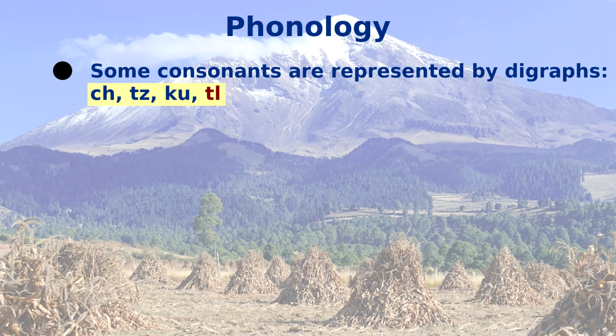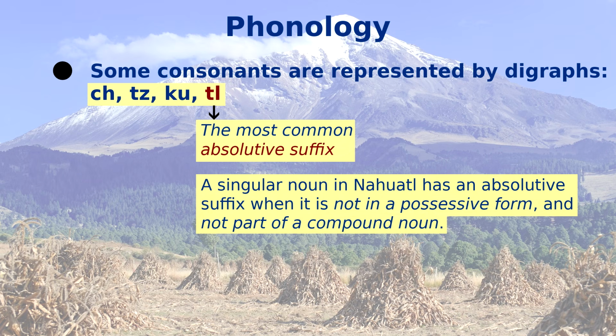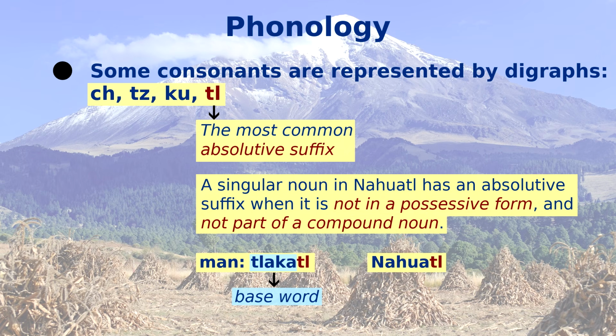You'll often notice this particular consonant digraph at the end of nouns, since it functions as the most common absolutive suffix. A singular noun in Nahuatl has an absolutive form when it's not in a possessive form and not part of a compound noun. For example, the word for man, tlacatl. The base word is tlaca, and it's in the absolutive form. It's also at the end of the language's name, Náhuatl. The base word is Náhua.